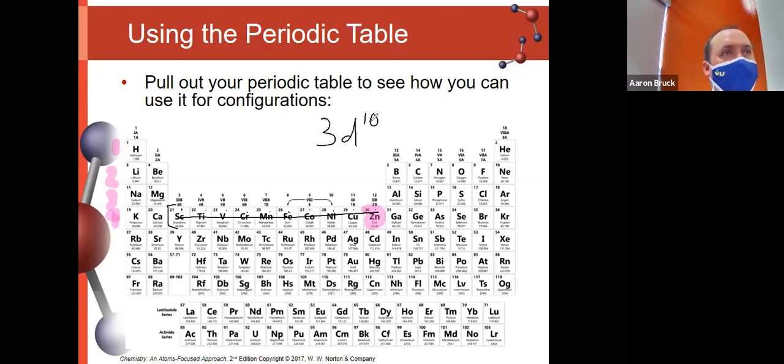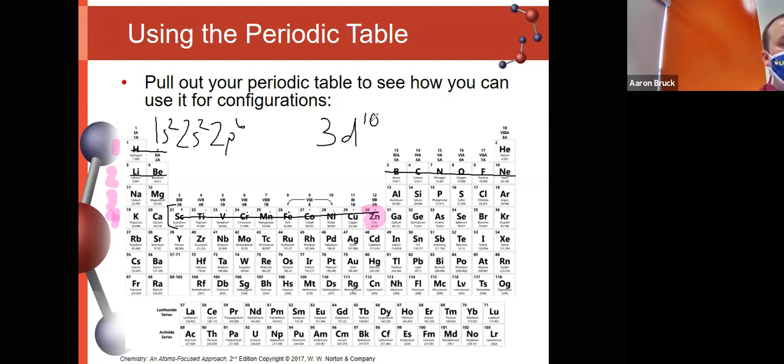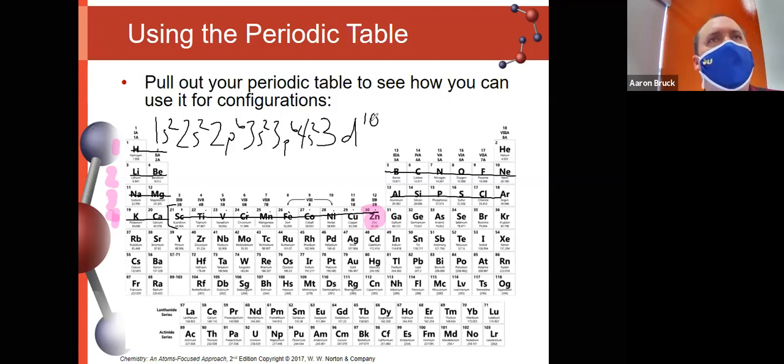So now we just need to go through and do the rest of those. So I have 1s. The s sublevel has a capacity of 2, so it's 1s2. I've got 2s. s has a capacity of 2, so it's 2s2. I've got the 2p. p has a capacity of 6, so it's 2p6. Then 3s2, 3p6, and finally 4s2, before that 3d10.